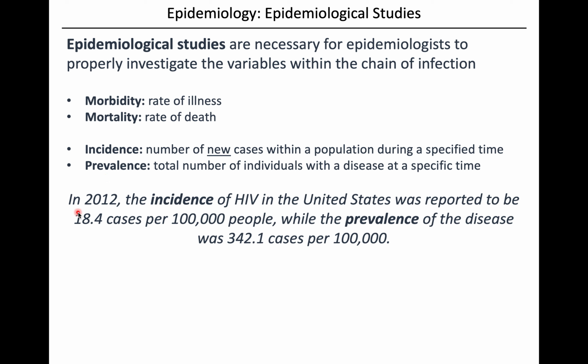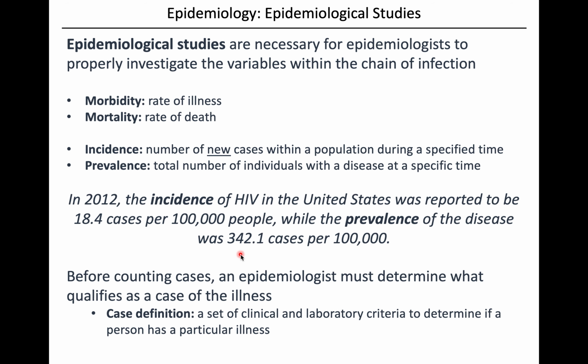So we could say something like this. In 2012, the incidence of HIV in the US was reported to be 18 cases per 100,000 people, while the prevalence was 342 cases per 100,000 people, right? So the 18 is a smaller number because that's just dealing with new cases, whereas 342 would include people that were infected 10 years ago, right? But that are still alive.